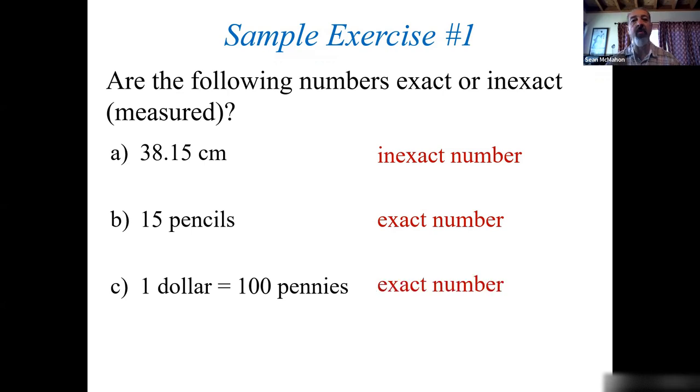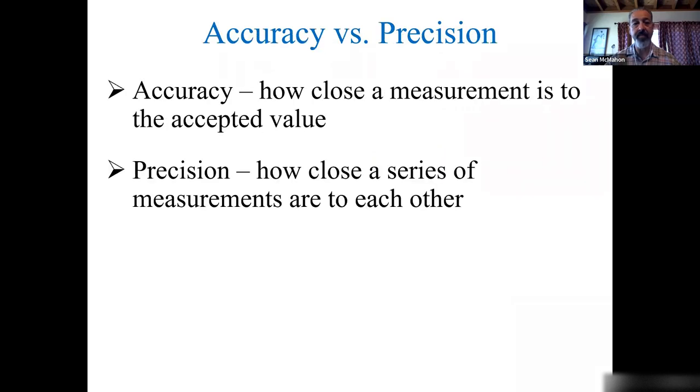There's no doubt there, no level of uncertainty. So that's sample exercise 1, and that helps us understand the difference between exact and measured numbers. And again, why are we doing this? Well, in chemistry, we have to take measurements, right? Because we're following the scientific method. We're trying to explain observations, developing hypotheses to come to conclusions.